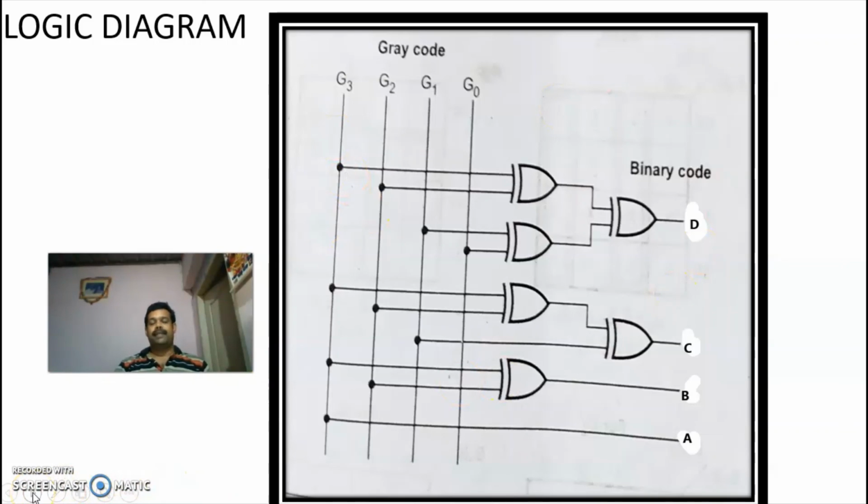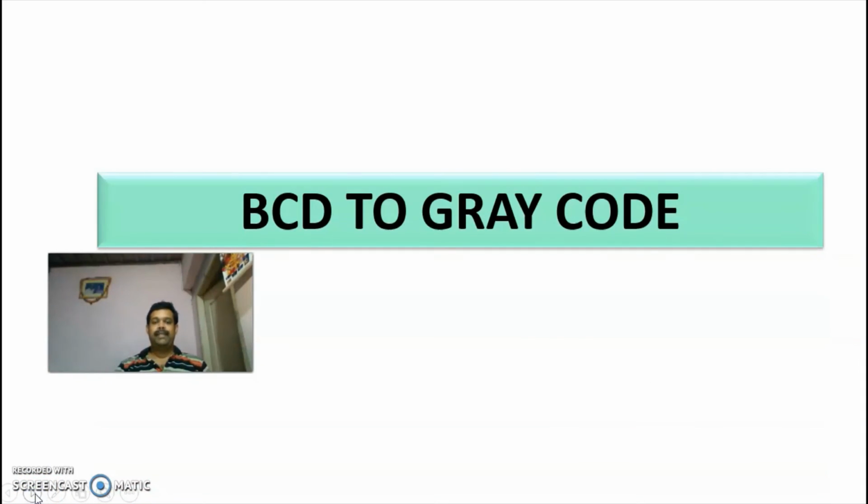Okay. So in this particular problem, you should be careful while plotting the expression, and similarly while minimizing the expression for D and all, be careful and get the results. Now I am going for BCD to gray code converter. So BCD means we will be having from only 0 to 9. Okay. So first you need four columns for input BCD and four columns for output gray.